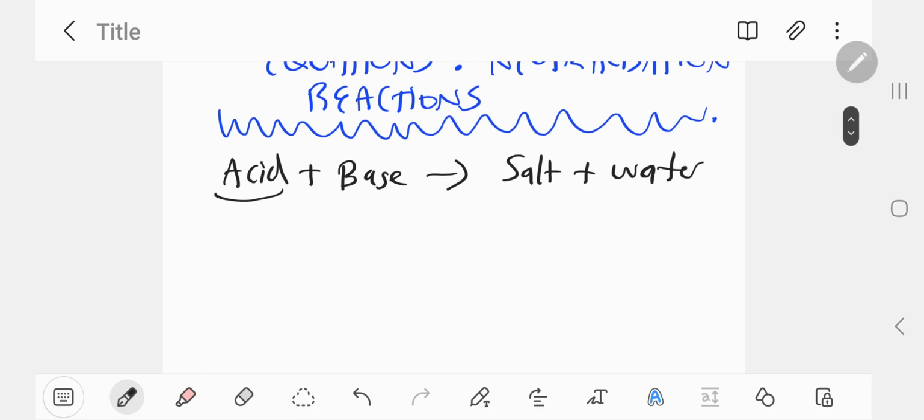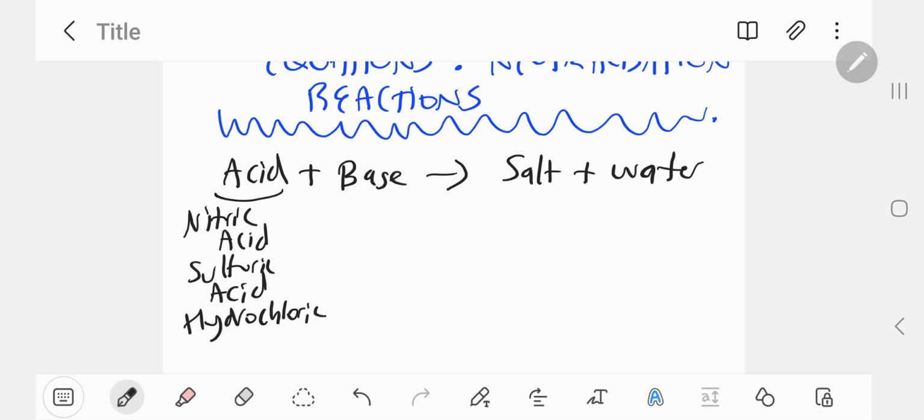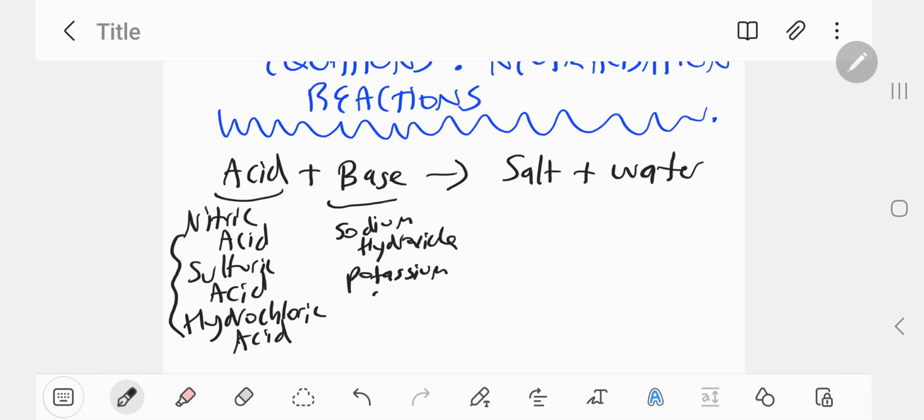Common acids explored typically in Year 9 are nitric acid, sulfuric acid, and hydrochloric acid. So these are the three common acids. There's also acetic acid, but not as common as these three. Typical bases explored in Year 9 science are sodium hydroxide, things like potassium oxide, or other group 1 oxides for that matter, and calcium hydroxide. These are the three common ones, I'd say.